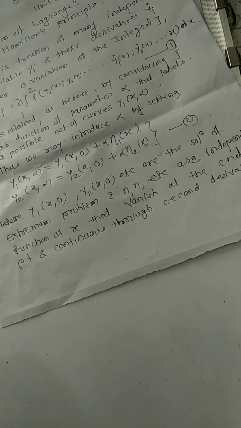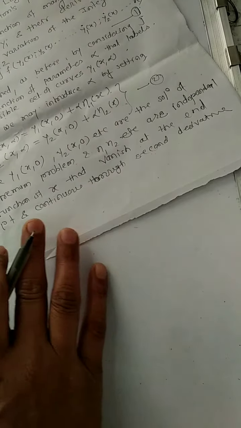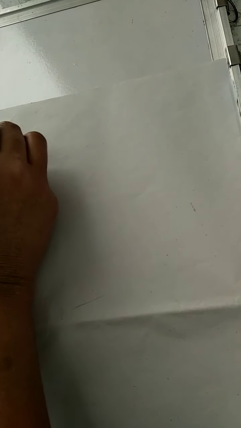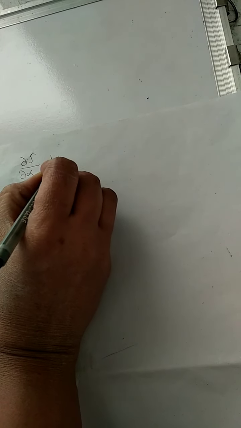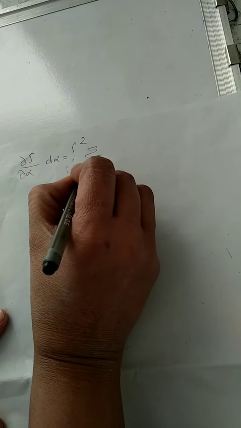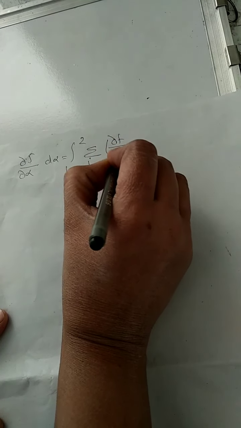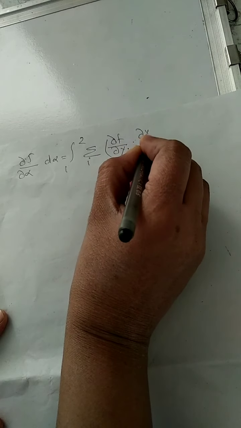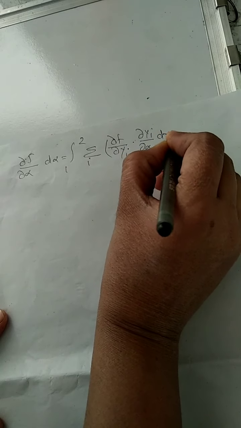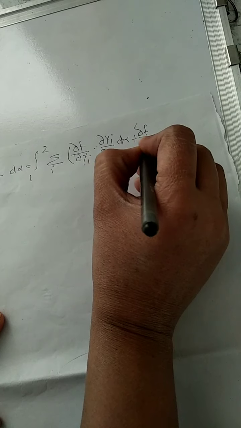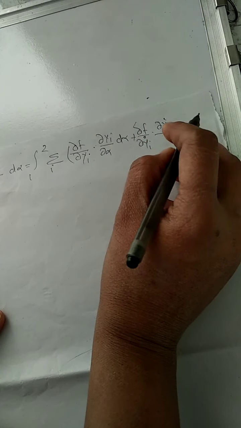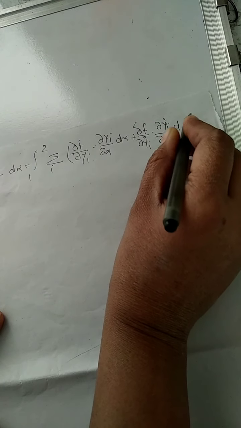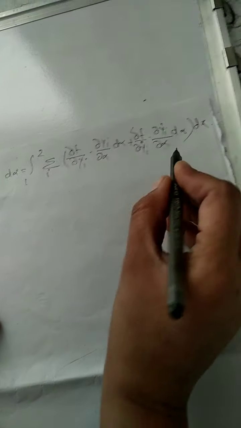The calculation proceeds as before. The variation of J is given in terms of del J upon del alpha into d alpha, which is equal to the integration 1 to 2 of the summation over i of del f upon del yi into del yi upon del alpha d alpha plus del f upon del yi dot into del yi dot upon del alpha d alpha, into dx. This is equation 3.